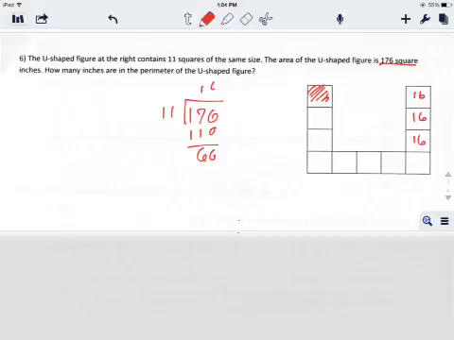That sounds great. Oh, but unfortunately the question is, how many inches are in the perimeter? And what is the perimeter? So I need to kind of think about, well, what's the side length? If the area is 16, right, I could do something like this and kind of count them out. But I can also just say, well, the square root of 16 is 4.